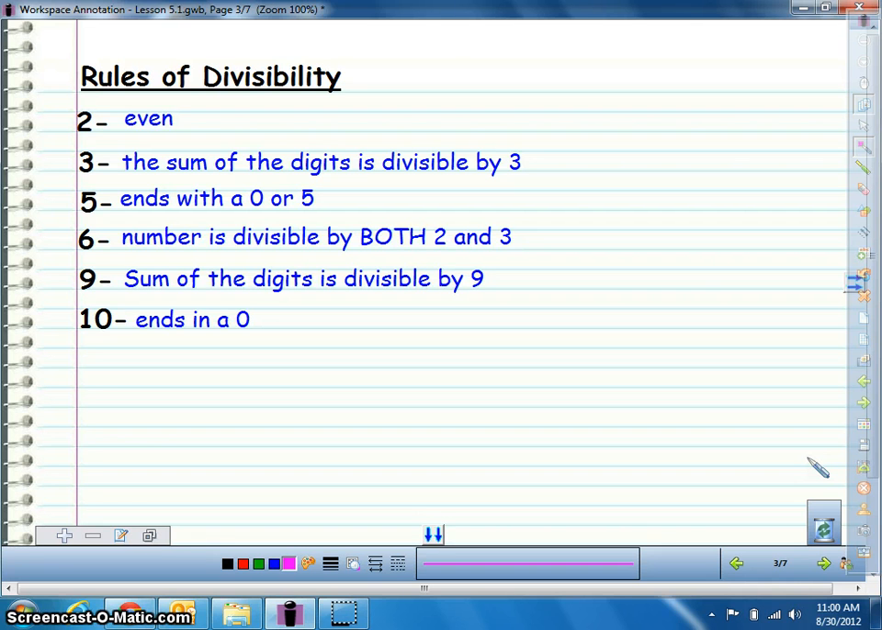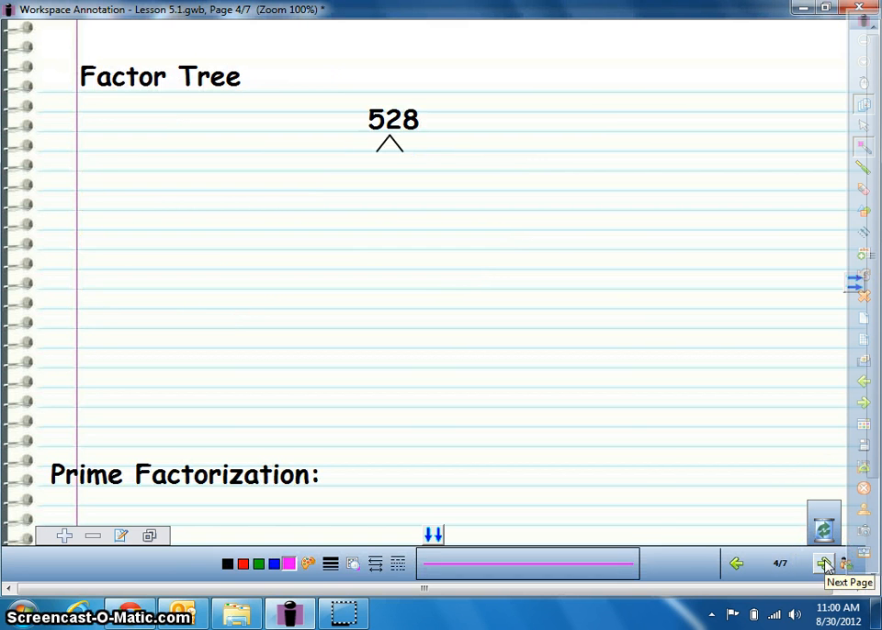For 9, again, we're going to add up the digits, and if that number is divisible by 9, the whole thing is divisible by 9. And for 10, the number has to end in 0. So now that we've done that, let's jump right in.